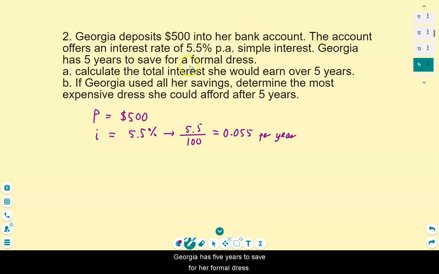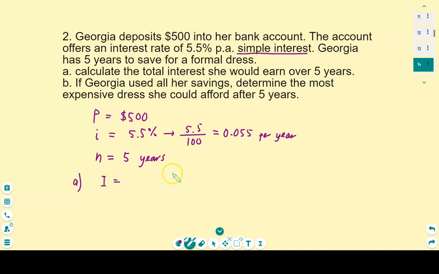Georgia has 5 years to save for a formal dress. That's a length of time. So let's put it in here. Calculate the total interest she would earn over 5 years. Okay, so again, we're deciding our formula to calculate interest. Is it simple interest or is it compound interest? Looking for that keyword, simple there.